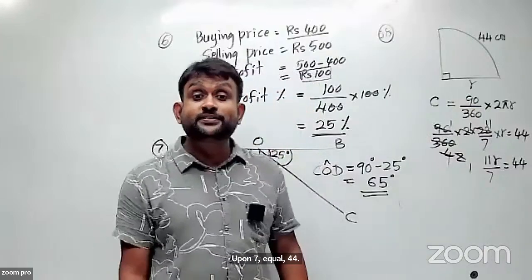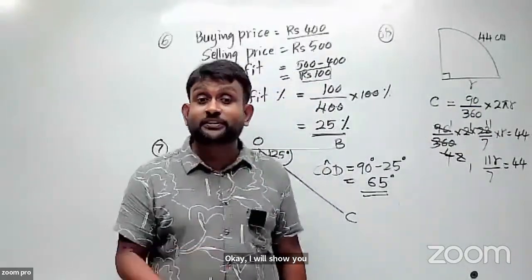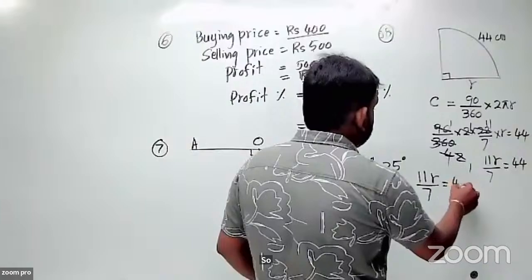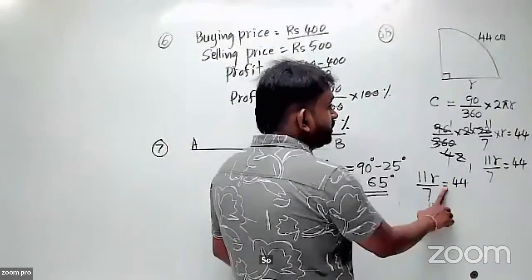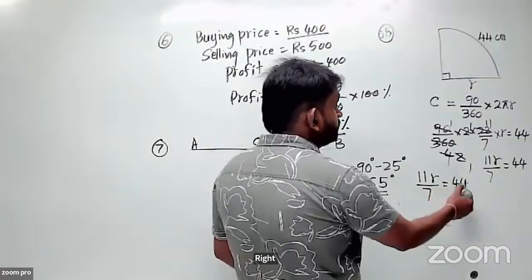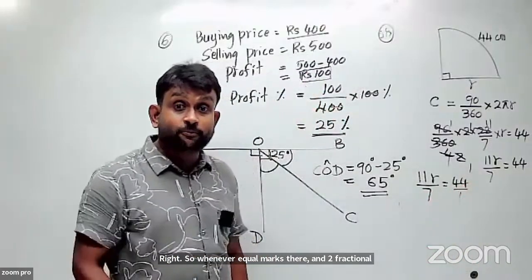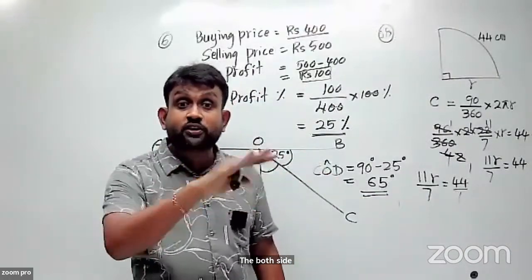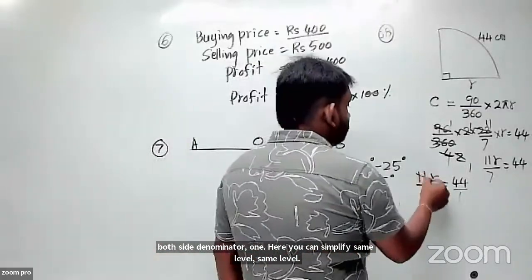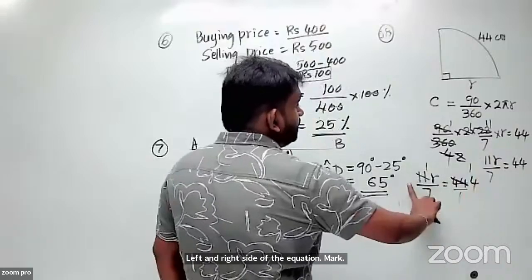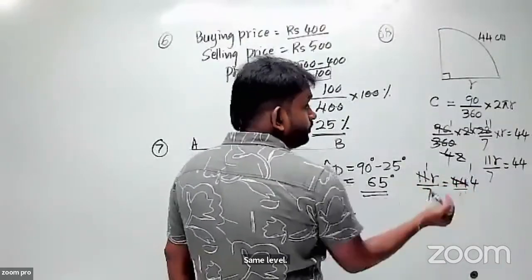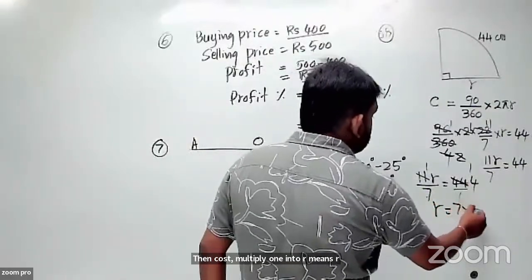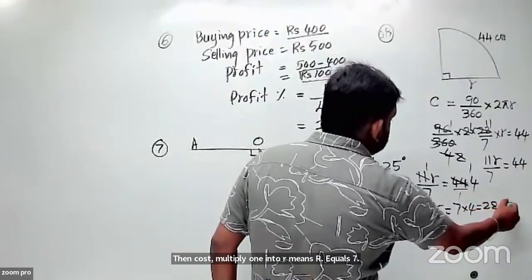I will show you an easy method of this simplification. In A-level maths, we use this one. Here 11R upon 7 equals 44. Whenever there is an equals sign with a fraction on each side, and the denominator on one side is 1, you can simplify the same level on the left and right side of the equation. Simplify 11 and 44, then cross multiply: 1 into R means R equals 7 into 4, which is 28. That gives you 28 centimeters.